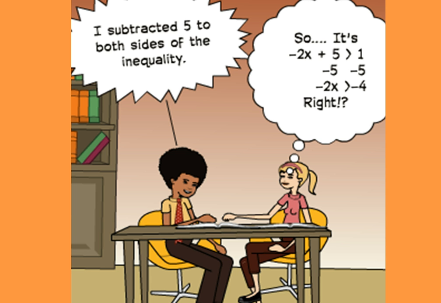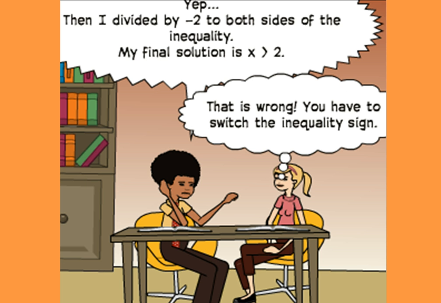So your original problem is negative 2x plus 5 is greater than 1. Then you subtracted 5 on both sides of the inequality. So you're left with negative 2x is greater than negative 4, right? Yep, then I divided negative 2 to both sides of the inequality. And my final solution is x is greater than 2.